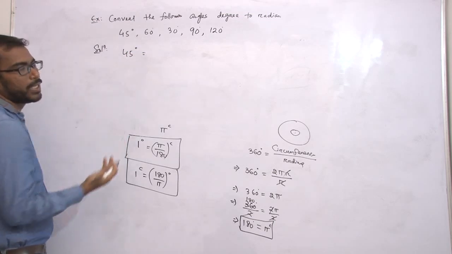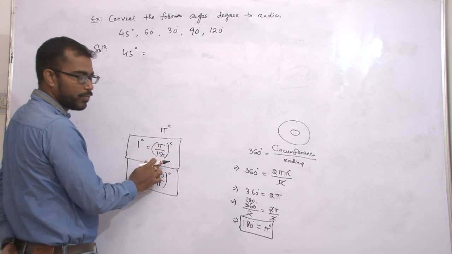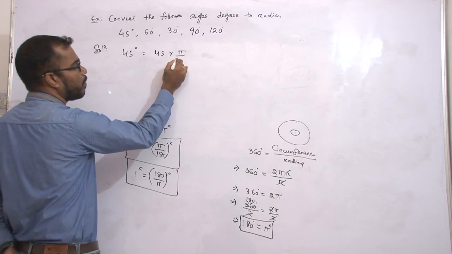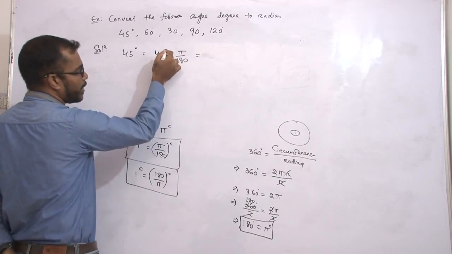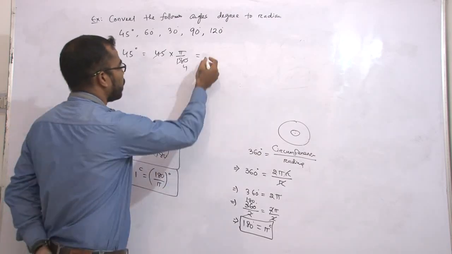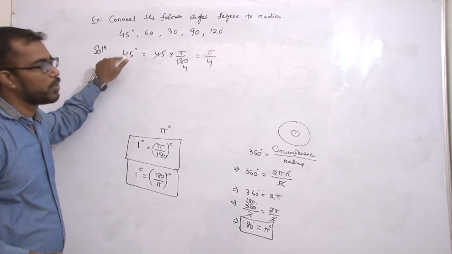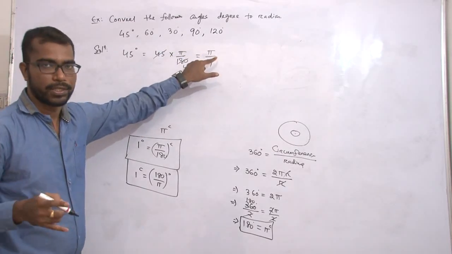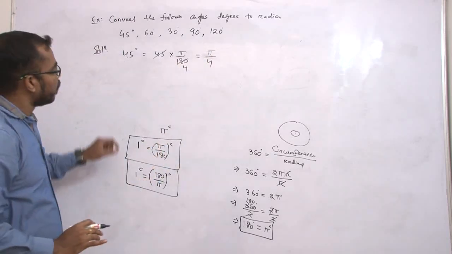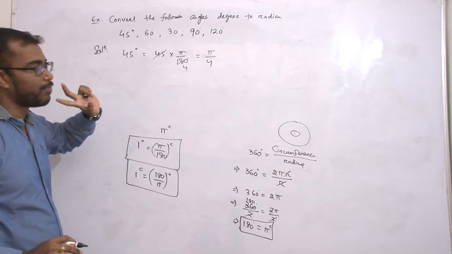So in our questions, first is 45 degree. If we convert degree to radians, 1 degree is equal to pi by 180. So 45 degree is equal to 45 into pi by 180. If we cancel 45 into 4, we get 180. So the result is pi by 4. So 45 degree is equal to pi by 4 radians. We can denote it with the power c or not, all are possible.